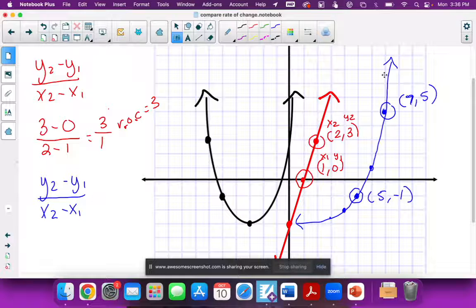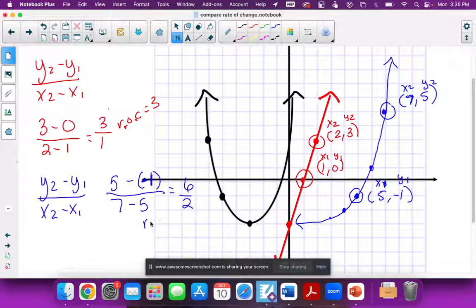All right, so that's going to be y2, which is 5, minus y1, which is negative 1. So minus negative 1. We do have a double negative there. Okay, divided by x2 minus x1. So that's 7 minus 5. Okay, so 5 minus negative 1 is 6. 7 minus 5 is 2. So that one from those 2 points also has a rate of change of 3. And again, if I picked 2 other points, I would get a different rate of change, right? Because it does curve. So the slope is not the same every single time.